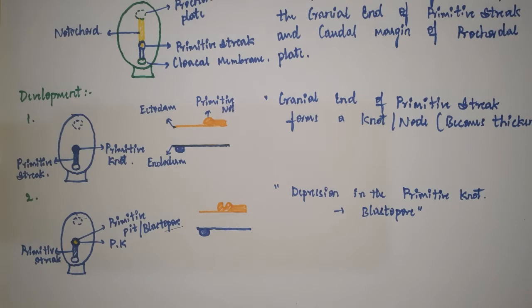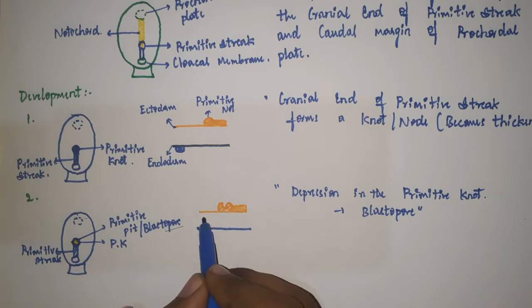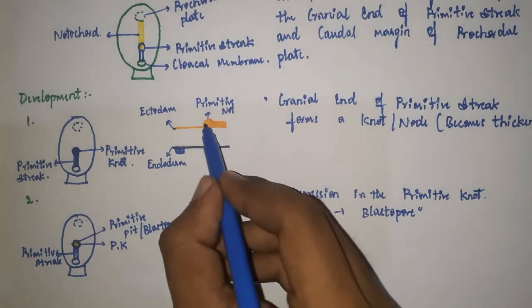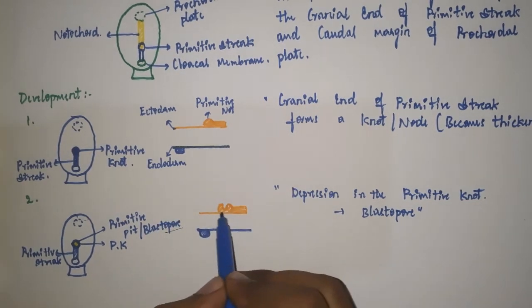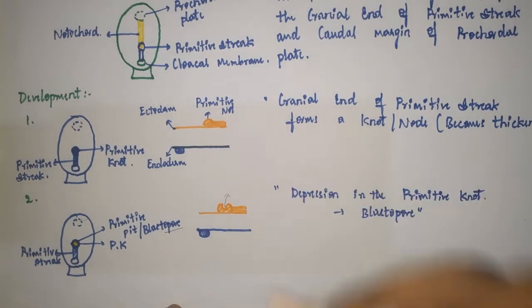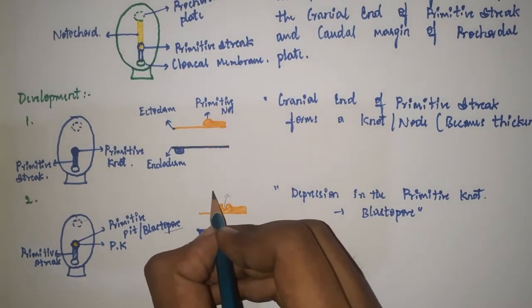Here, the same endoderm, ectoderm, primitive streak, and previously this was the primitive knot. Of course, here also this is the primitive knot. What is the change? There is a depression. You can see a pit-like depression. This is called the blastopore.